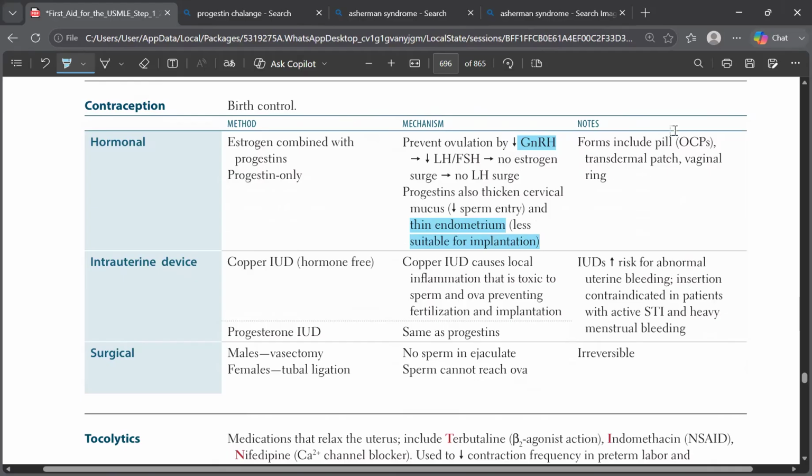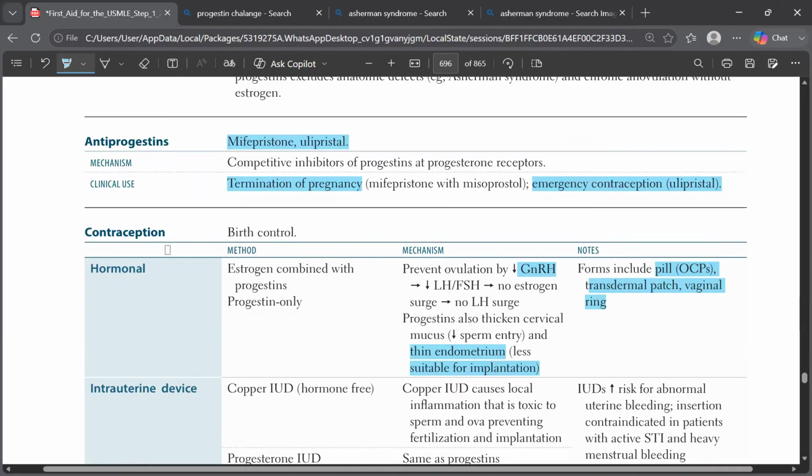The forms include pills, hormonal OCP pills, transdermal patches, and vaginal rings, whatever you want to have. Okay, so what I was looking at was that these cause termination of pregnancies by competitive inhibition of the progestins, and the progestins, when given in high amount, can also cause the negative feedback of gonadotropin releasing hormone, and thus there's going to be a decrease in the effect of the estrogen and the LH surge.